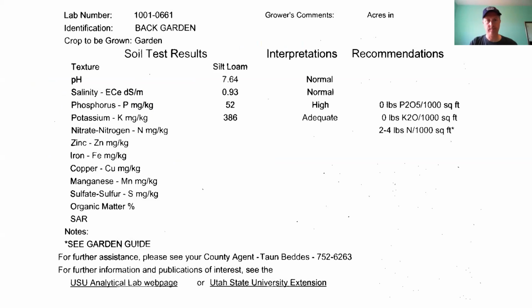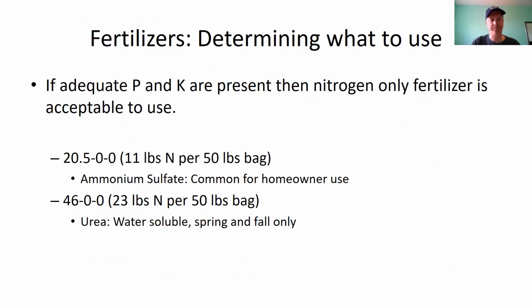But if we go back to our soil test and we notice that this particular soil test shows there's already high amounts of phosphorus and adequate potassium, in this situation, you could actually get away just fine using straight nitrogen. So 20-5-0 is very common at farm stores.